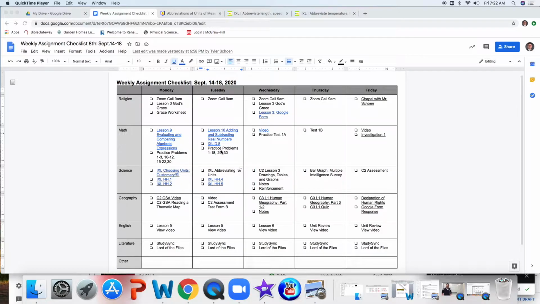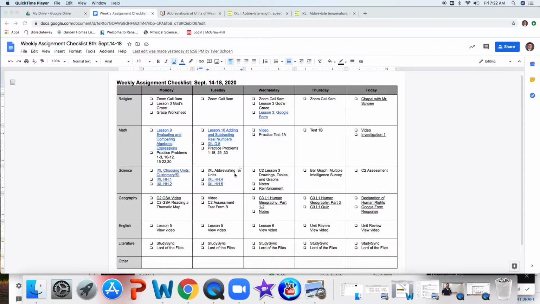Welcome to science class today. In science class, we are going to continue our mastery of SI units in description and measurement in chapter 2. Yesterday we looked at how to pick and select and estimate the proper customary and SI unit. Today we're going to work on abbreviating those units.